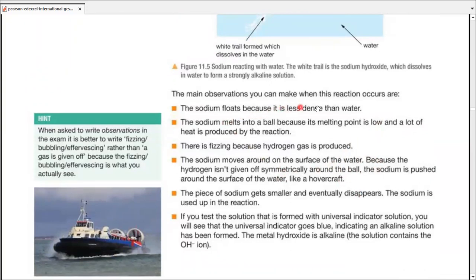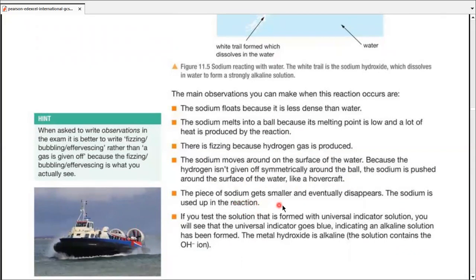The main observations you can make when this reaction occurs are: the sodium floats because it is less dense than water. I've already said that. Secondly, sodium melts into a ball because its melting point is low and a lot of heat is produced by the reaction. So this heat is enough to melt the sodium from solid to liquid state. It is fizzing because hydrogen gas is produced. Now, sodium moves around on the surface of water because hydrogen isn't given off symmetrically around the ball. The sodium is pushed around the surface of water like a hovercraft because of the releasing of hydrogen gas from different sides.